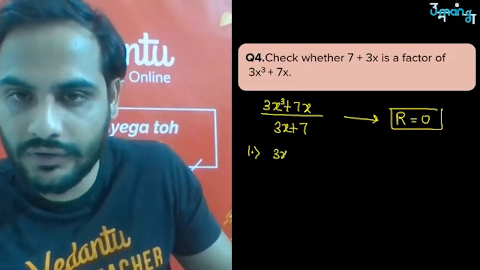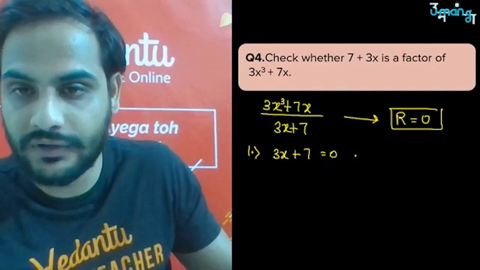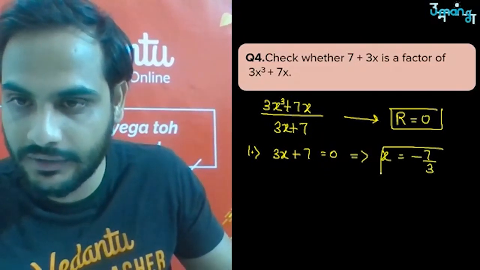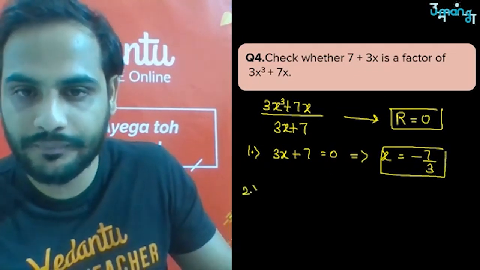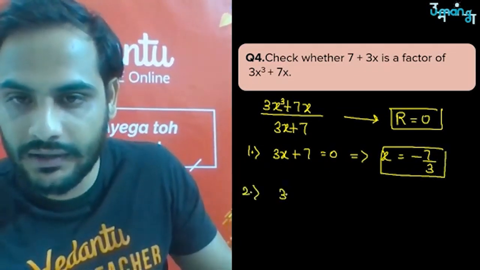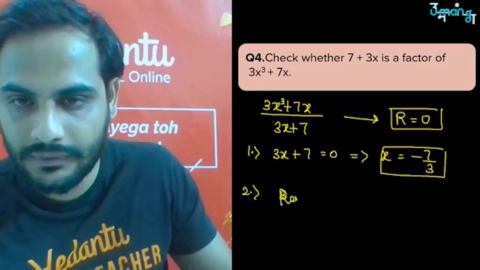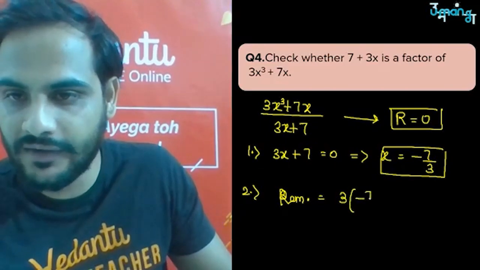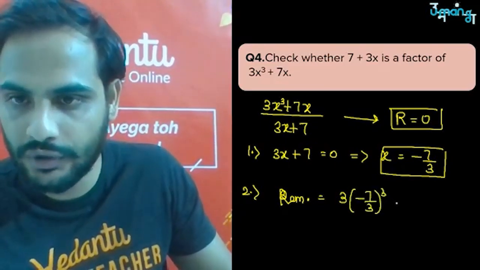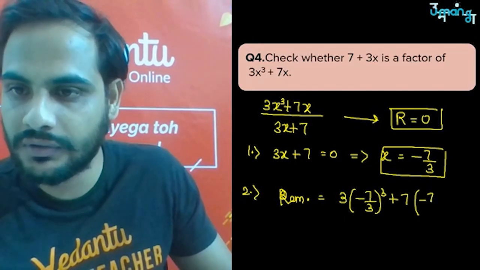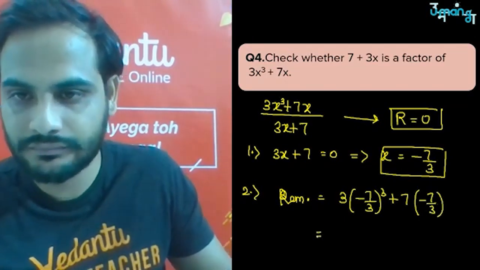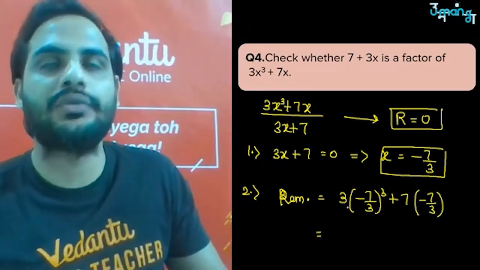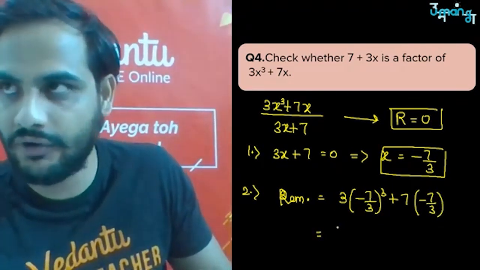So 3x plus 7 equal to 0. So it will give you x is equal to minus 7 by 3. Step 3, the remainder will be equal to 3x cube plus 7x. So 3 into, in place of x, write minus 7 by 3 whole cube, plus 7 into minus 7 by 3. So you'll be getting 3 into minus 7 cube, 49 into 7, so I think it is 343.